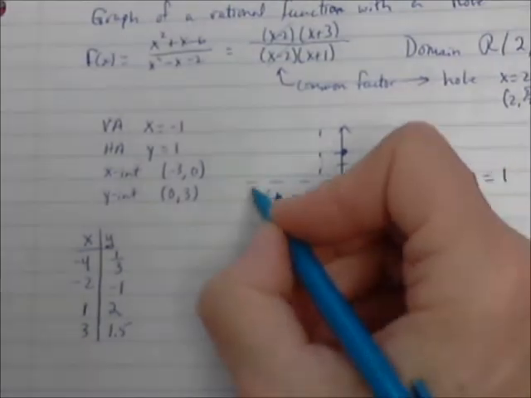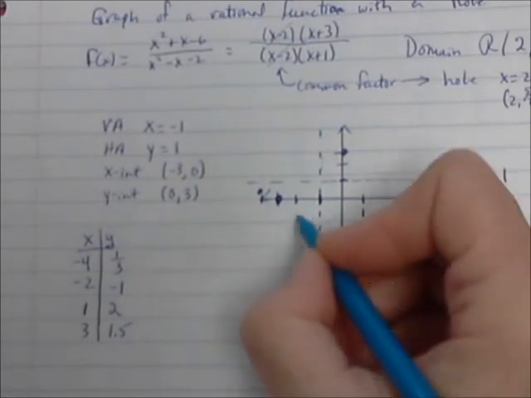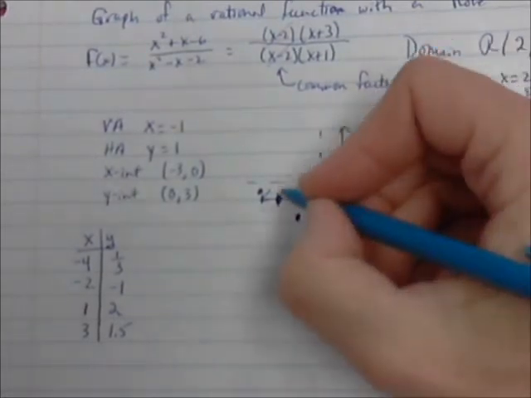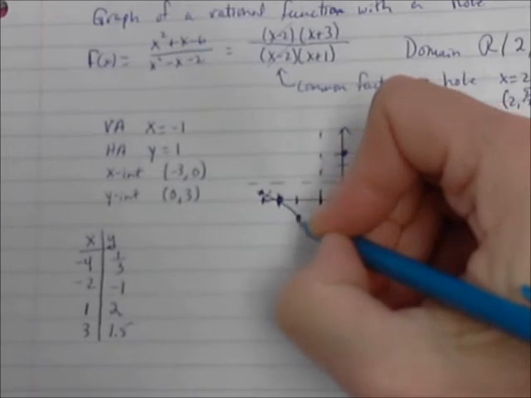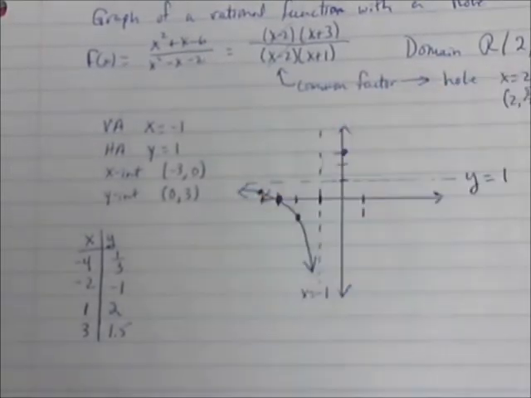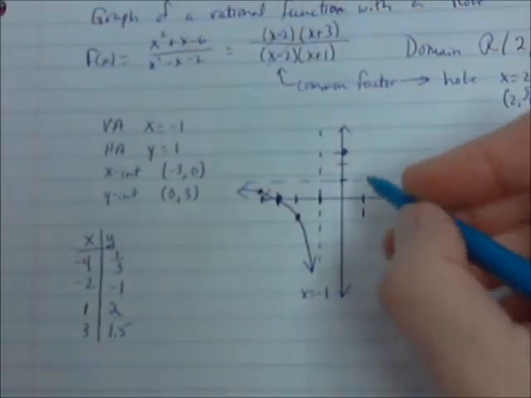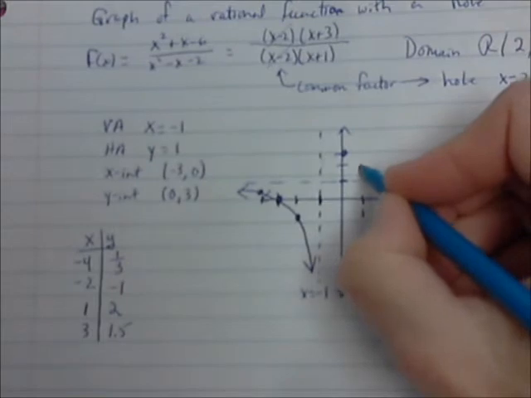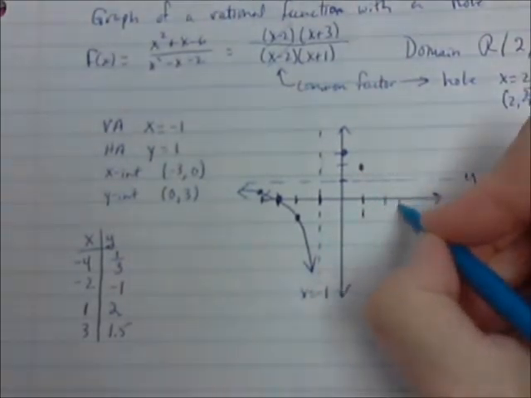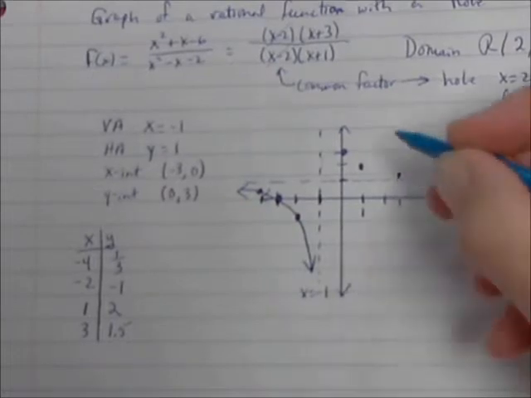-1, 2, 3, 4, 1/3. -2, -1 is about there, and that's the only thing we have in the southwest quadrant. So we can sketch that part of our graph. Over here on the right hand side we get 1, 2, so there's a point on our graph, and 3, 1.5 is about right there.